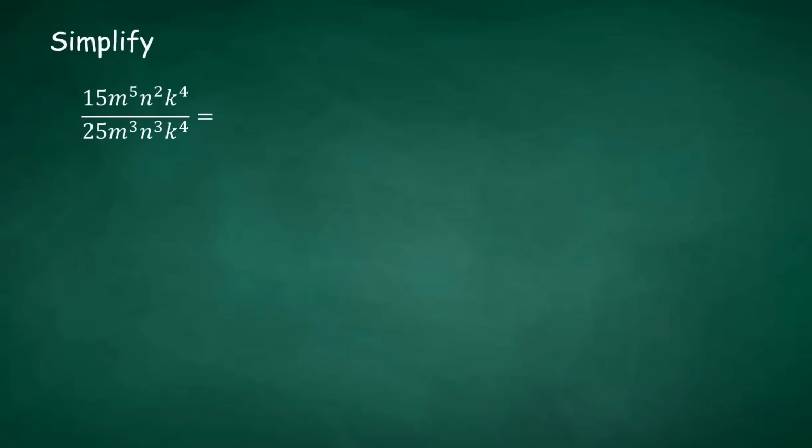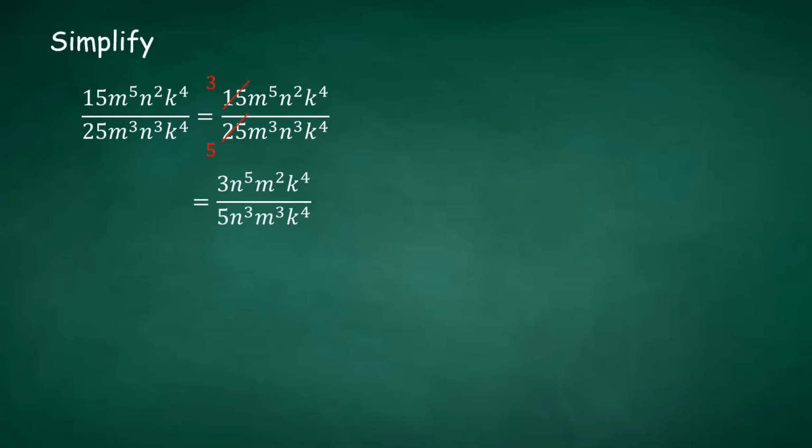15m raised to the power of 5, n raised to the power of 2, k raised to the power of 4, over 25m raised to the power of 3, n raised to the power of 3, k raised to the power of 4. We can cancel the common factor in the numerical part of the fraction. The common factor of 15 and 25 is 5, so 15 divided by 5 is 3, and 25 divided by 5 is 5. So the new numerical part of this fraction is 3 over 5.